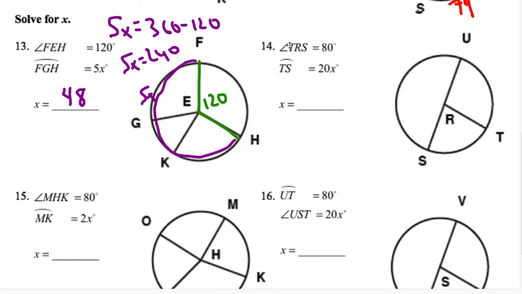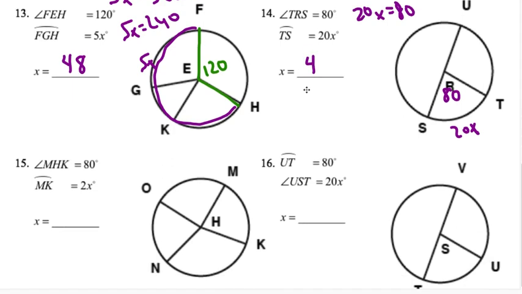Okay, angle TRS. TRS is 80. TS is 20x. Hey, look. Central angle, subtended arc means they're equal. So 20x equals 80. Divide both sides by 20. X equals 4. And done.